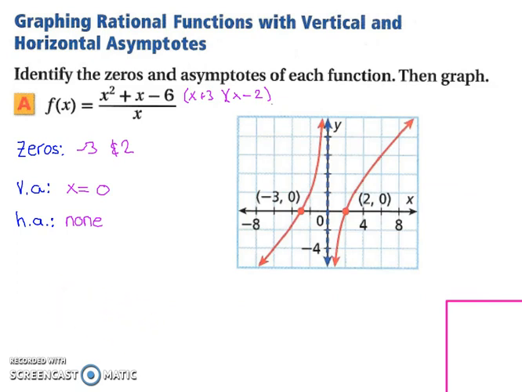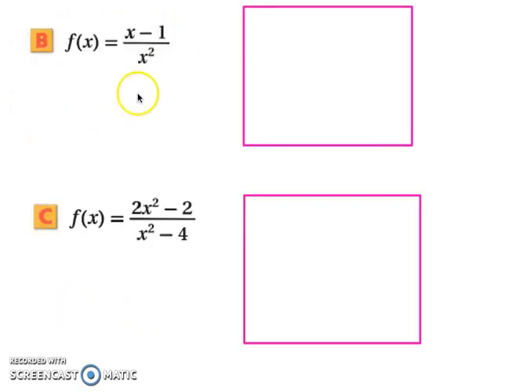Let's try another one. So we have x minus 1 in our numerator, and in our denominator we have x squared. So we want our zeros, our vertical asymptote, and our horizontal asymptote. So we have our zeros. It's when our numerator is going to equal 0. So, well, that's just going to be 1, since it's already as simple as we're going to get it.